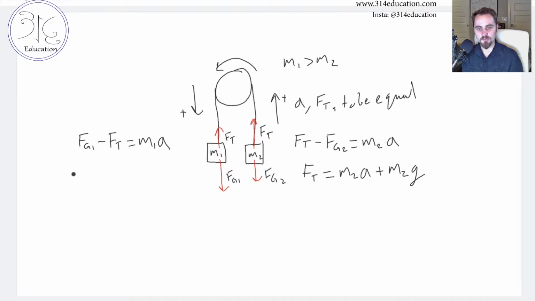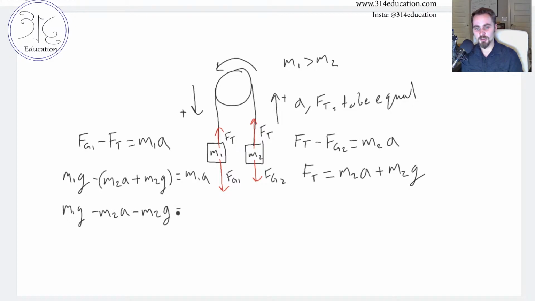And so now we can take this equation and bring it over to these guys on this side. And so I can rewrite this first equation. Let's invoke the definition of Fg1. And then we're going to minus an Ft, which is going to be what we found on the right side. That's going to be m2a plus m2g. It's going to equal m1a. Now we can distribute this negative through, giving us m1g minus m2a minus m2g is equal to m1a.